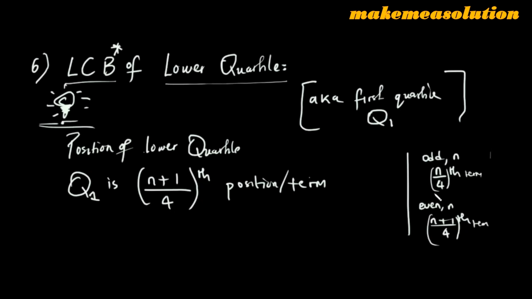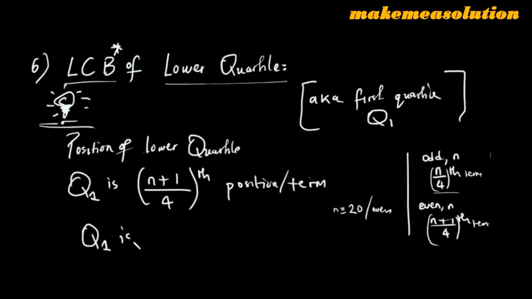So when we are dealing with odd, we use just n over 4, but when we are dealing with even, we use n plus 1 over 4th term. It is important to use this n plus 1 over 4th term. And I'm using n plus 1 over 4th term because my n is equal to 20 and this is even. So let's quickly find the position of the first quartile so that we can find the lower class boundary.